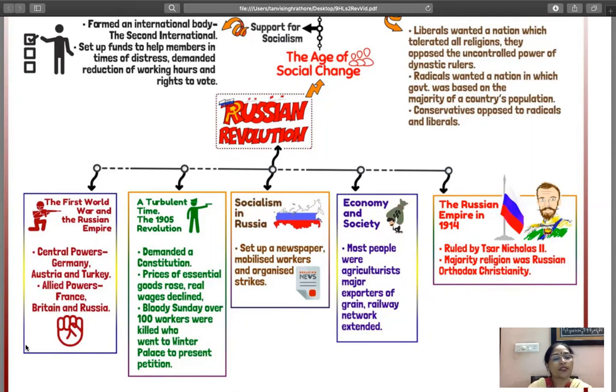Okay. Now let us see this: the First World War in the Russian Empire. Actually, there were central powers, and they were Germany, Austria, and Turkey, and the allied powers were France, Britain, and Russia. So initially, during the First World War, the people also supported the Tsar. They were very enthusiastic.